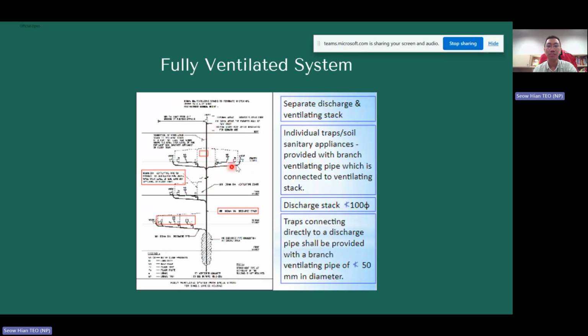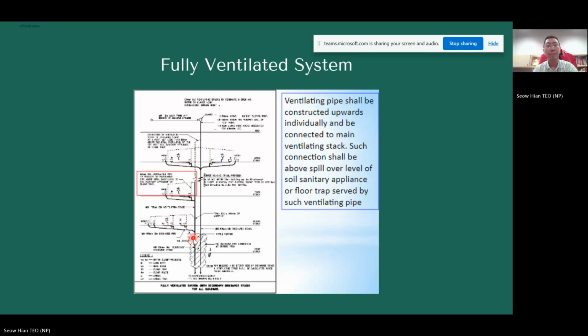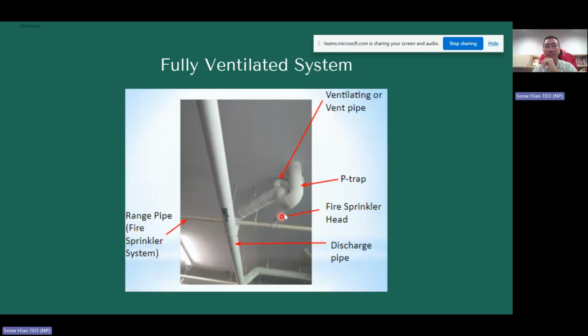It's for individual traps, right? Because it provides more water discharge, and the discharge stack is usually about 100 mm. The trap is connected to the discharge pipe, and then it has a branch of a ventilation pipe with a diameter of approximately 50 mm. So the fully ventilated stack shall be constructed upwards individually and be connected to the main, right? Such that the connection is above and spills over in case some soil sanitary appliances or the trap is being trapped.